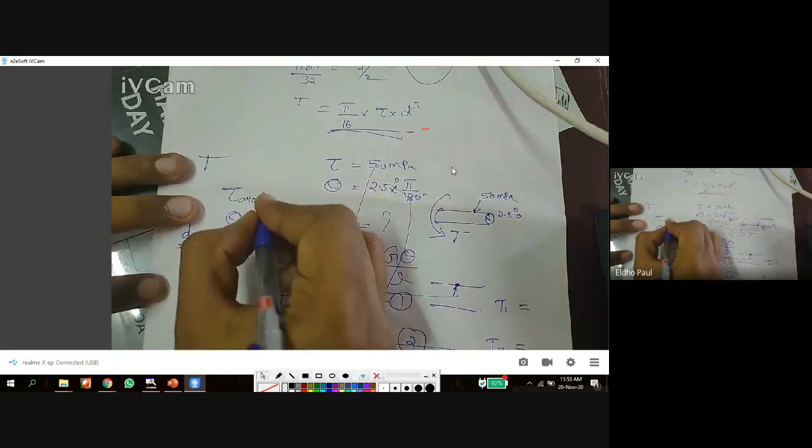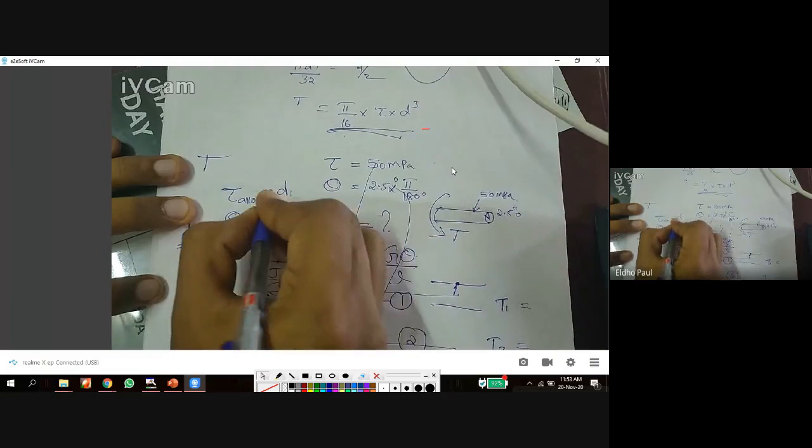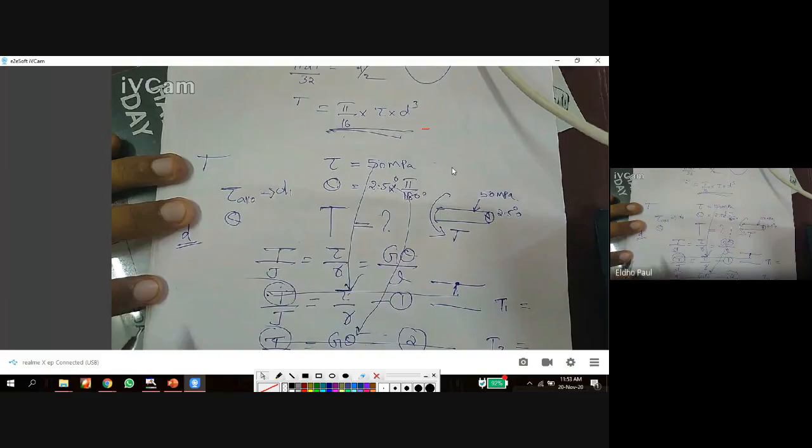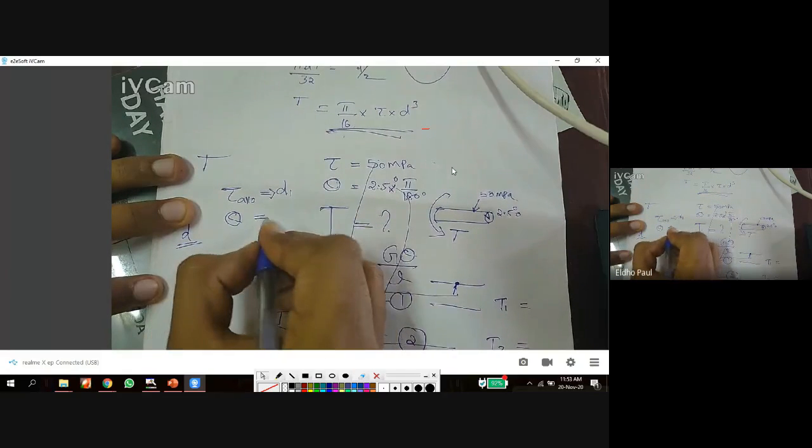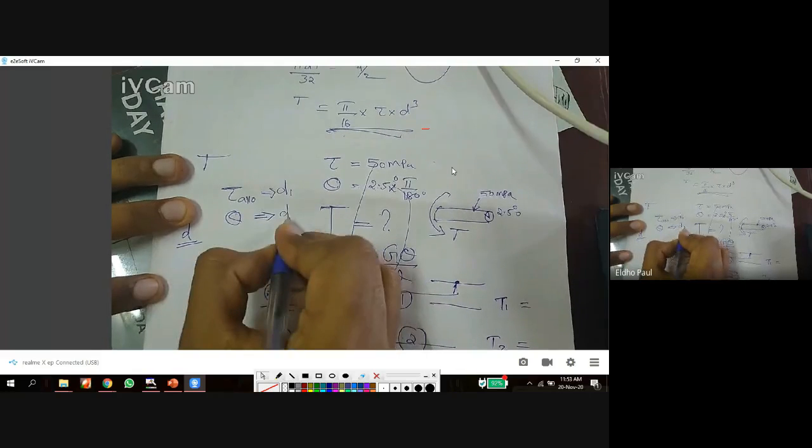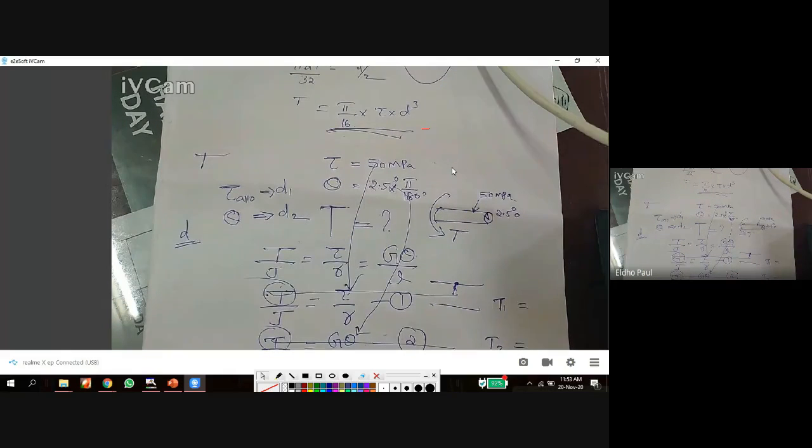So in these two conditions, we got two diameters. For the allowable torque condition, we got diameter D1. For the allowable twist, we got another diameter D2. Which one do I select, lower or higher? The higher D value is selected.